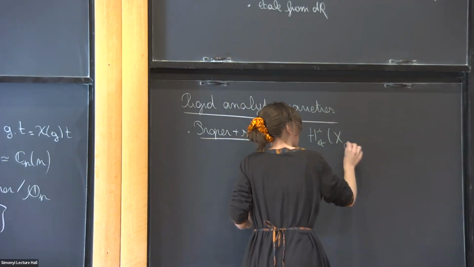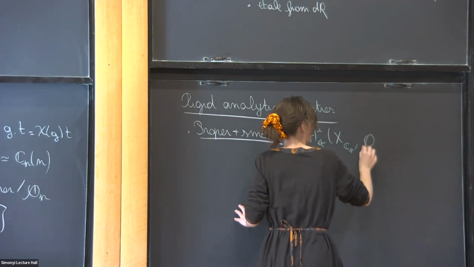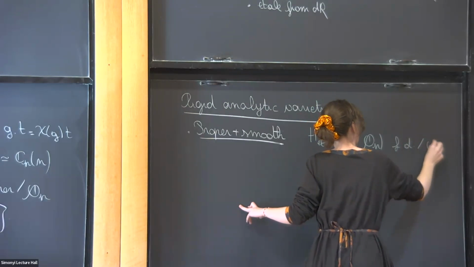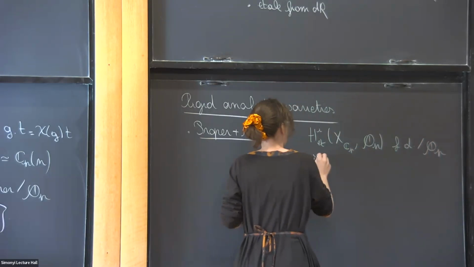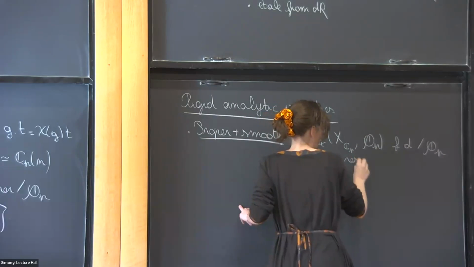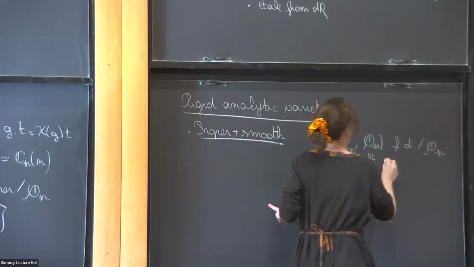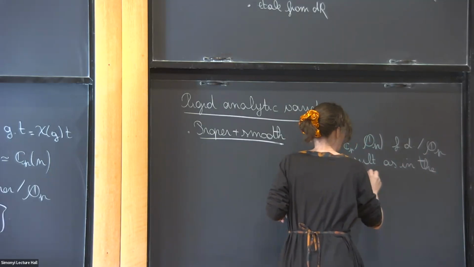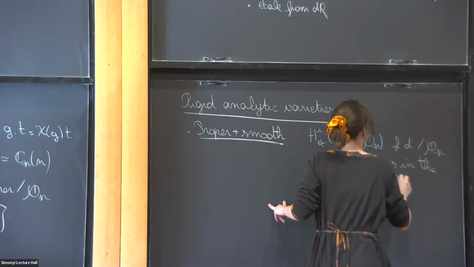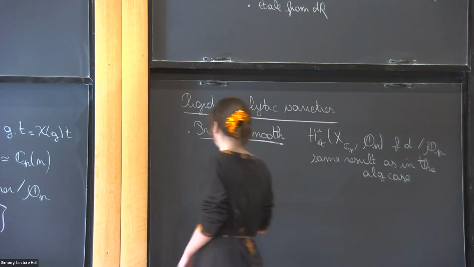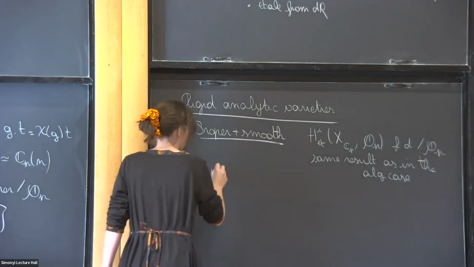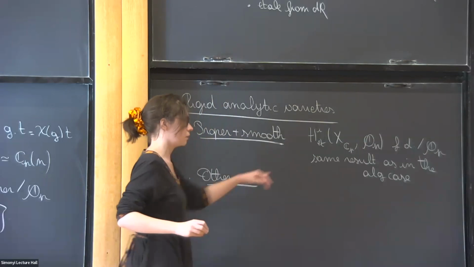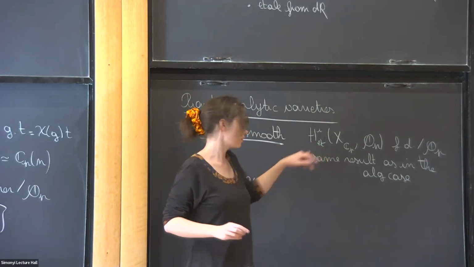So now we are over C_p coefficients, and this is finite dimensional over Q_p. And we have the same result as before, as in the algebraic case. Now for other varieties, this is more complicated because now the de Rham cohomology is not finite.